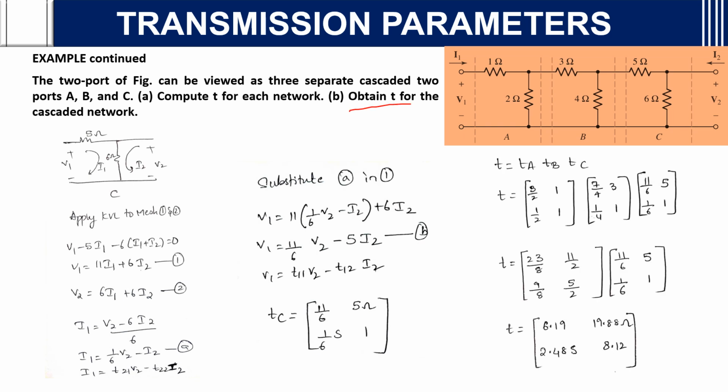They are asking in the second question to obtain T for the cascaded network. How to find it? T is equal to TA into TB into TC. Just multiply all the matrices that we got for A, B, C. First you multiply the first two matrices. You can also use a calculator for multiplying it. Multiply this with this, then you'll get 6.19, 19.88 ohms, 2.48 Siemens and 8.12 as the T matrix for the given network.